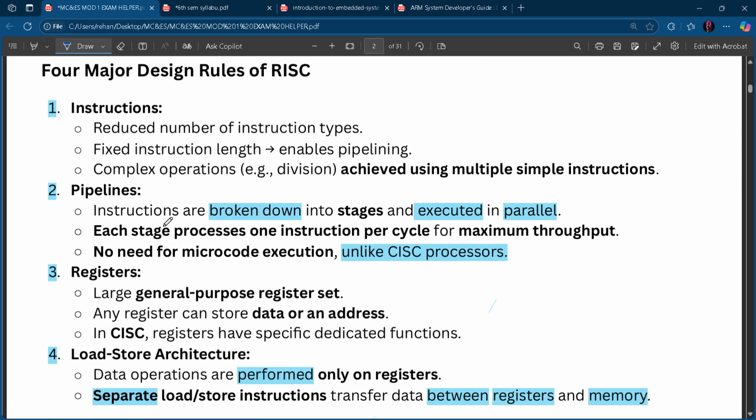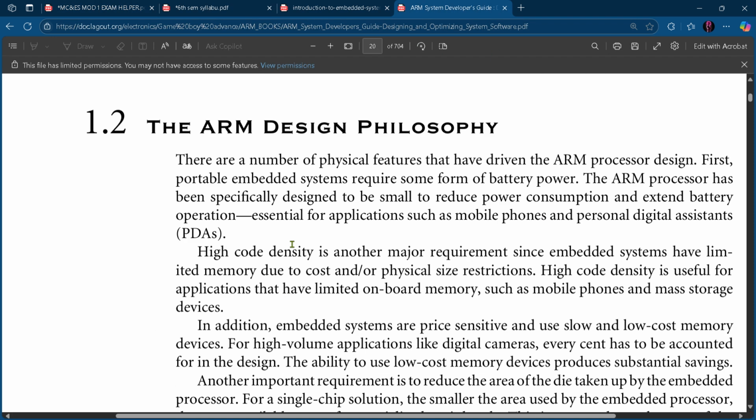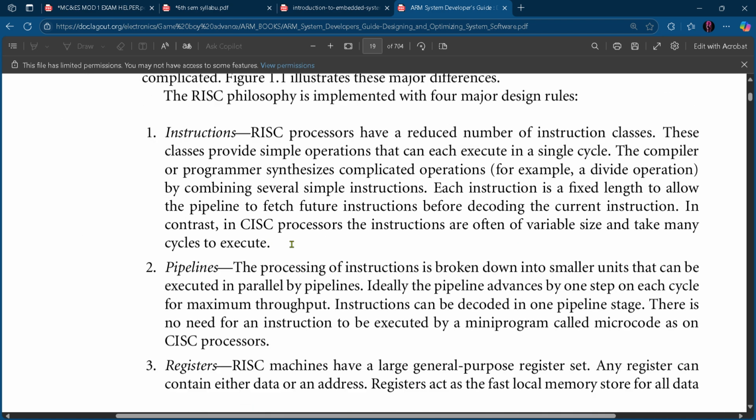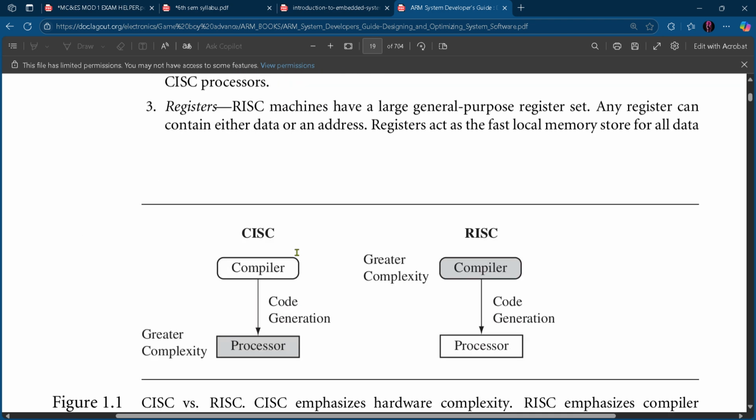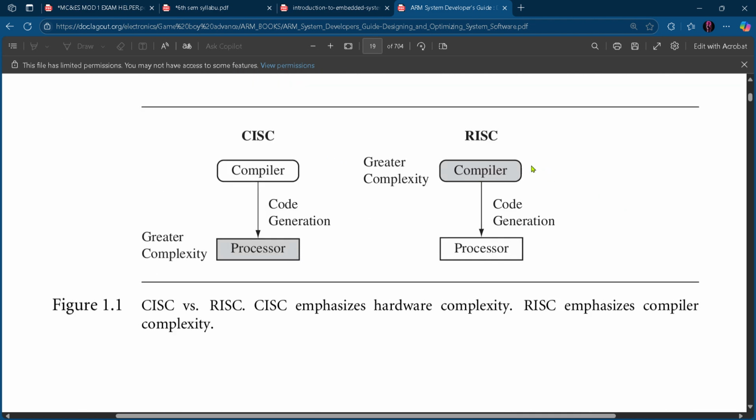See the four major design rules of RISC. So this is what I was talking about. Though in the textbook you see it's quite a long thing. They have even one thing about RISC and CISC: the compiler has more complexity here, while there the compiler has no complexity, but the processor has greater complexity. Understood? Both are generating code, but the complexity is higher in the opposite parts of both design philosophies.